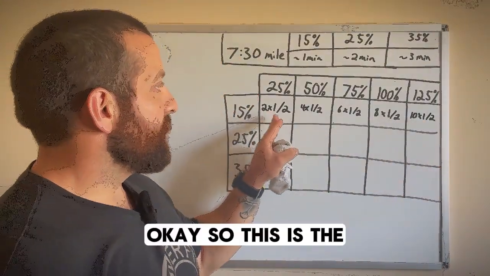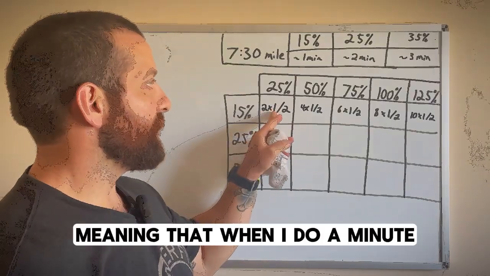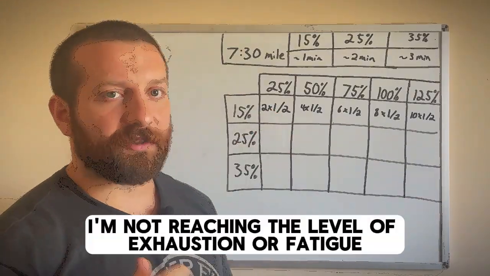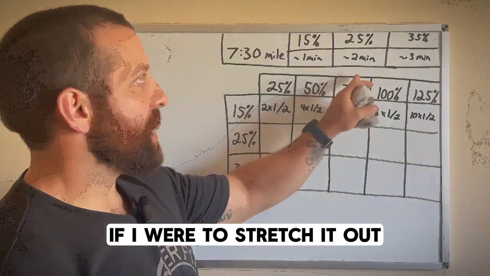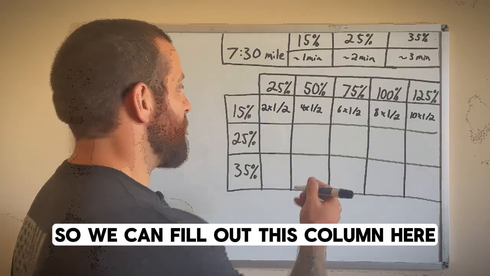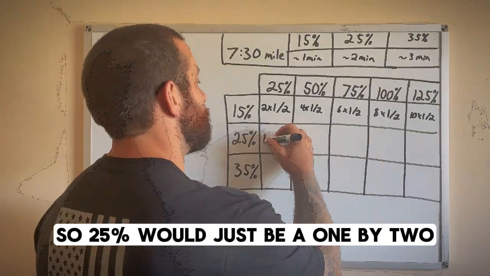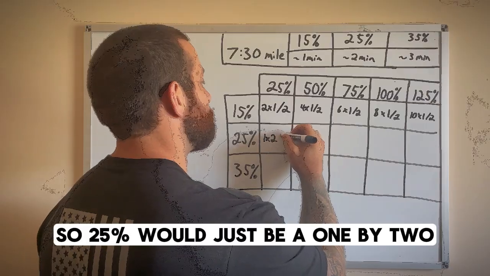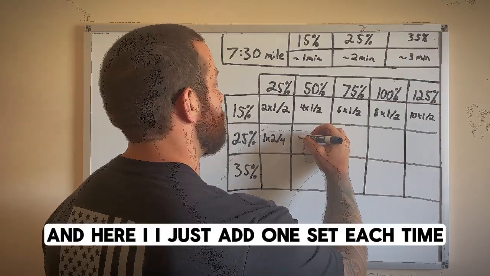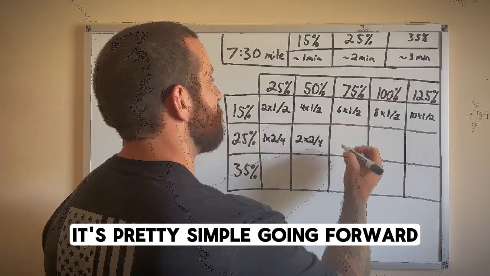Okay, so this is the most conservative of the actual work interval, meaning that when I do a minute, I'm not reaching the level of exhaustion or fatigue I would if I were to stretch it out and do 2 or 3 minutes. Okay, so we can fill out this column here. 25% would just be a 1/2 with 4 minutes rest. And here I just add one set each time. It's pretty simple going forward.